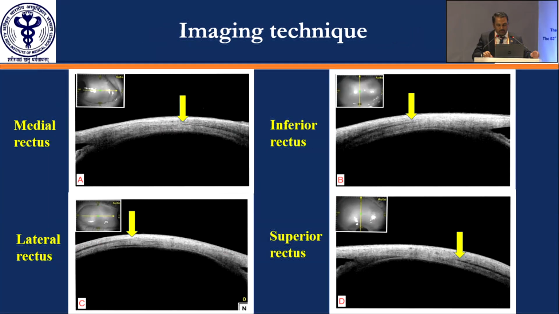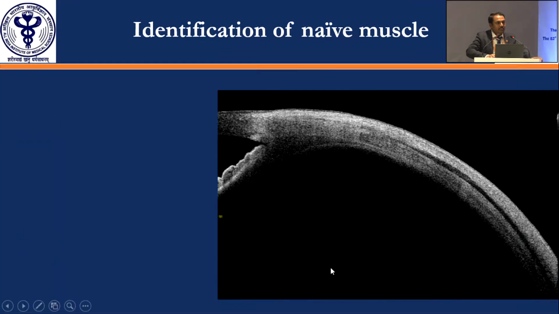So this is how we are going to image the extraocular muscles using AS-OCT. You can see here in the first image, with good abduction you can see the medial rectus muscle, with good adduction you can see the lateral rectus muscle, with good elevation you can see the inferior rectus, and with good depression you can see the superior rectus muscle. So how do we identify these muscles? These are the features we have described. This is a lateral rectus muscle which we have captured.